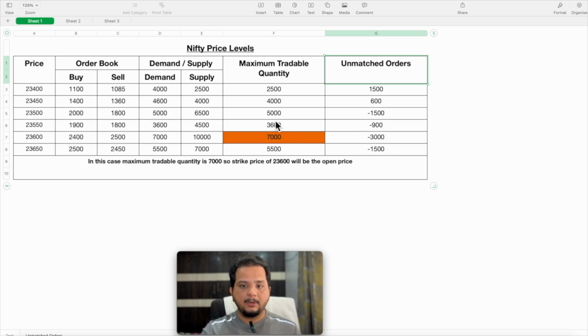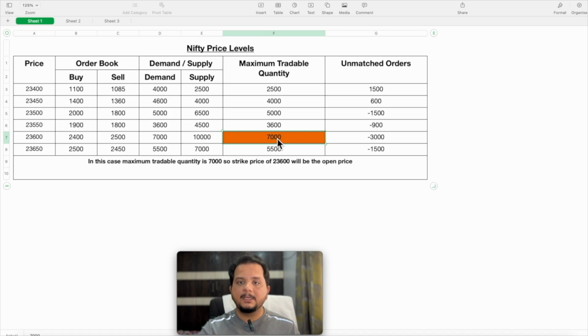The same way, for all the strike prices here, what is the maximum traded? 2,500, 4,000, 5,000, 3,600, 7,000, 5,500. Here we have 7,000 as the maximum traded quantity, and what is the strike price? 23,600. So 23,600 becomes the strike price for the opening session.